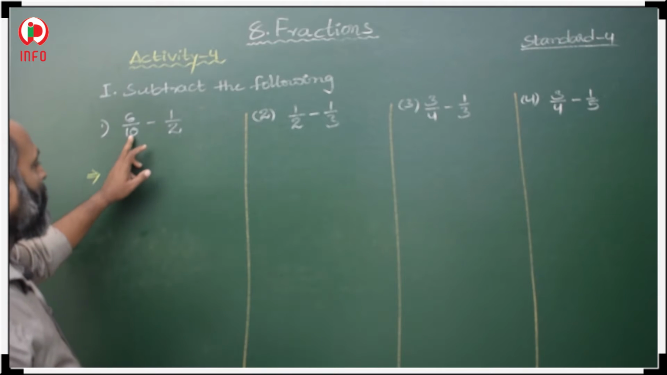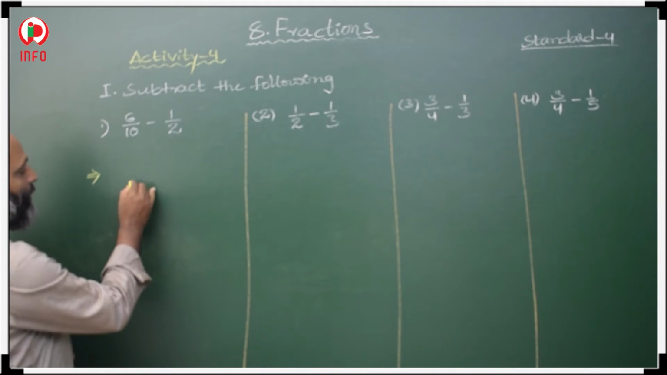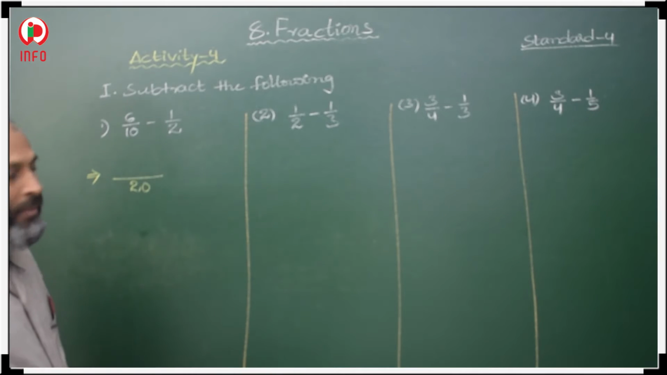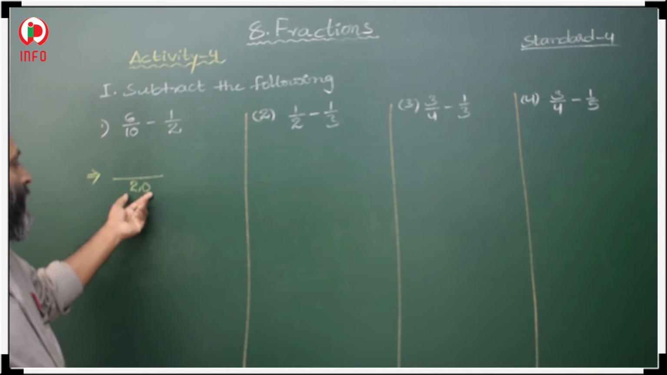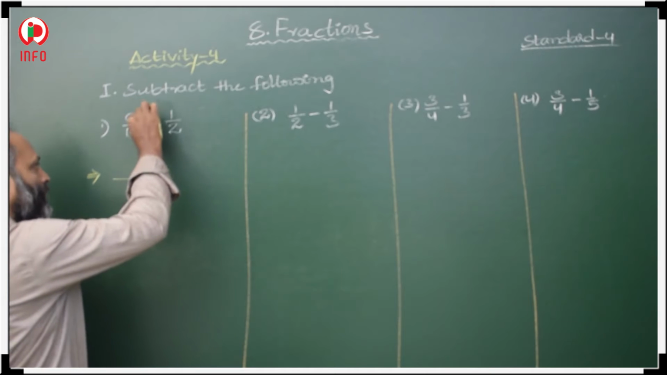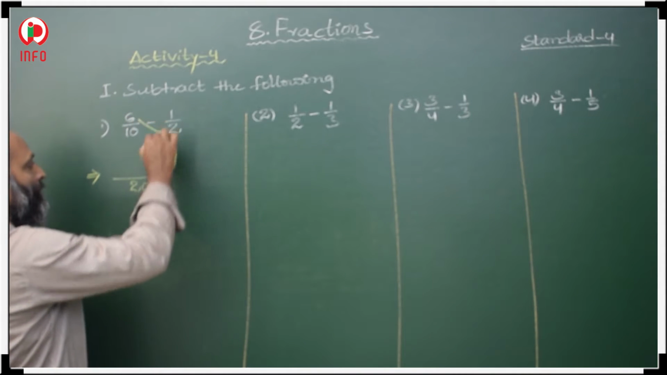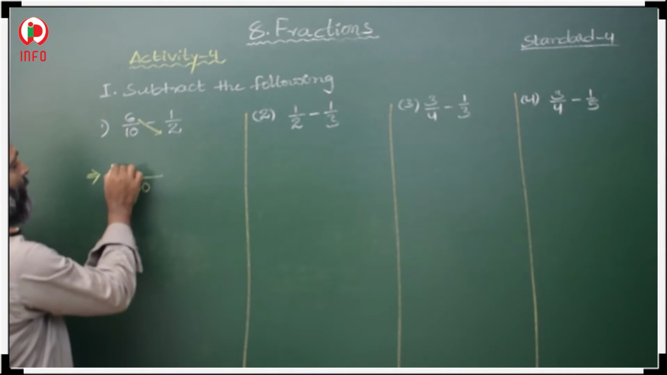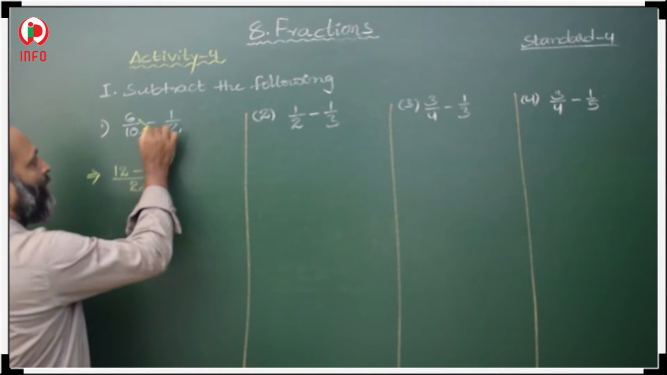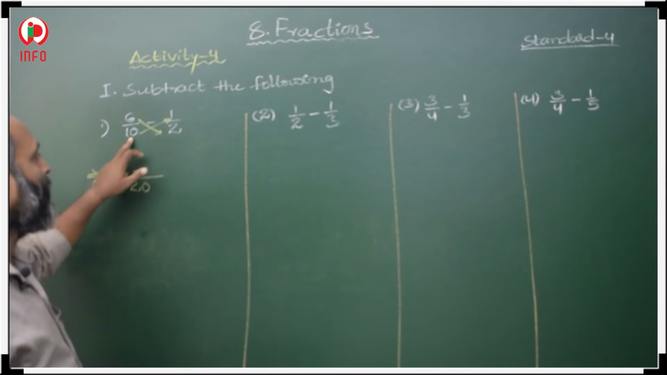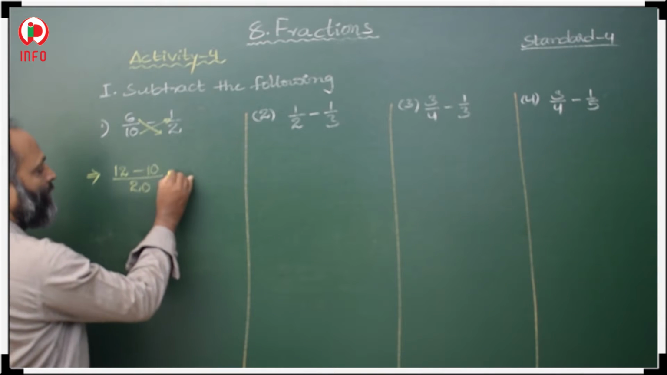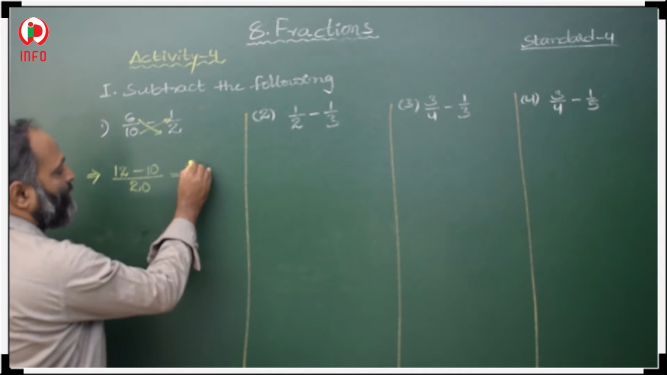We have to multiply: 10 2s are 20. We write 20 in the denominator. Denominators multiply and we write it. Now the first fraction numerator with the second fraction denominator we have to multiply: 6 2s are 12. Then minus the first fraction denominator with the second fraction numerator: 10 1s are 10. It is 12 minus 10 is 2.